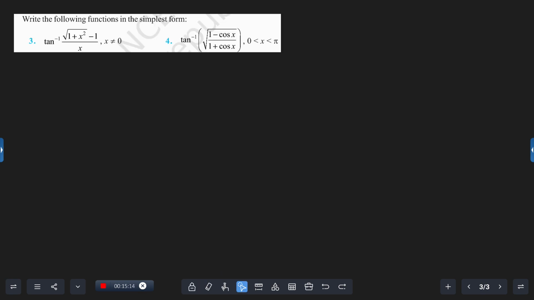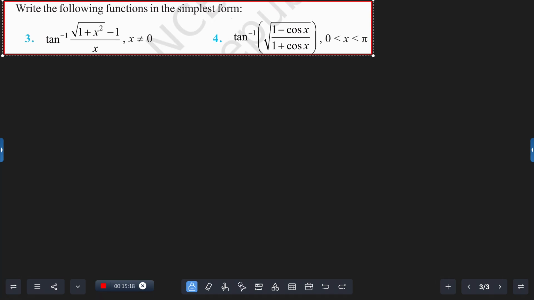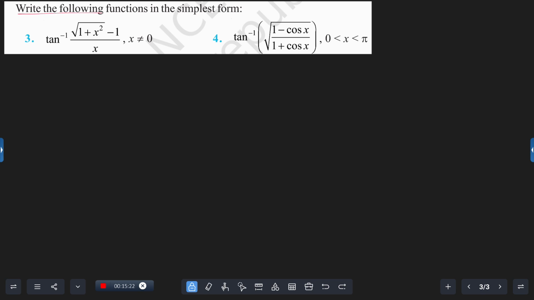Third and fourth. There are two questions. Write the following function into simplest form. It's not prove actually, they asked to simplify the given question. So, the third question, first let me take the third one.